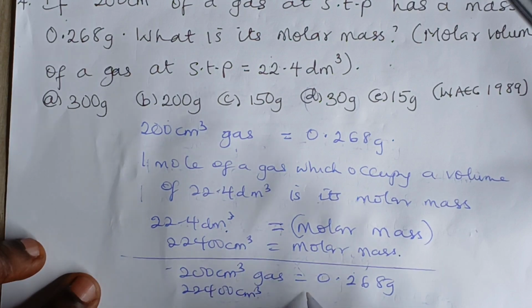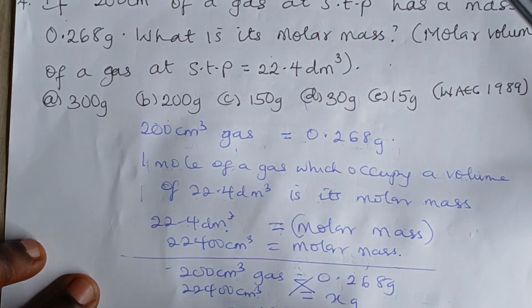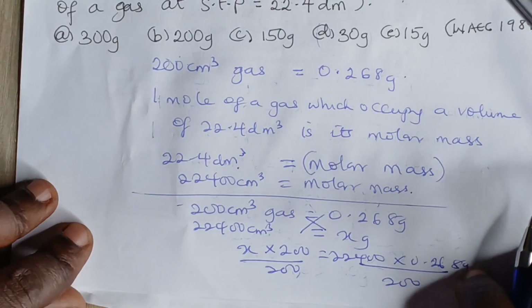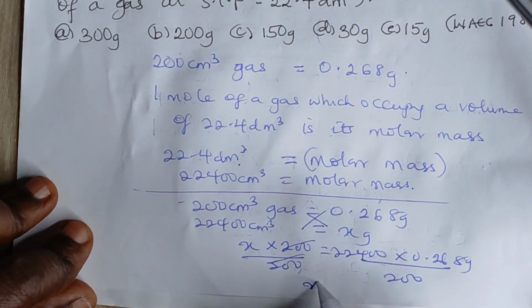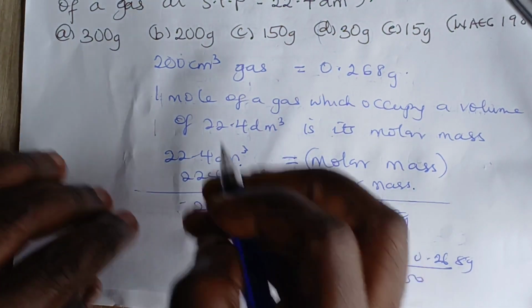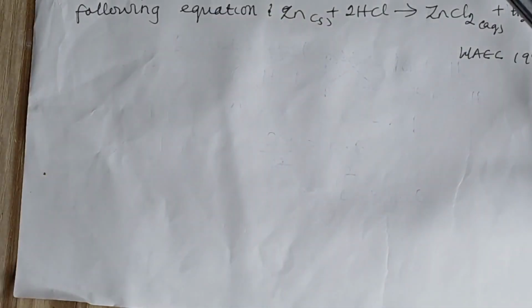22,400 centimeter cube will contain what? So we cross multiply. X times 200 equals 22,400 multiplied by 0.268 gram. Dividing both sides by 200, our final answer will yield 30 gram. So the best answer here is D. That is, the molar mass of that gas is 30 gram.